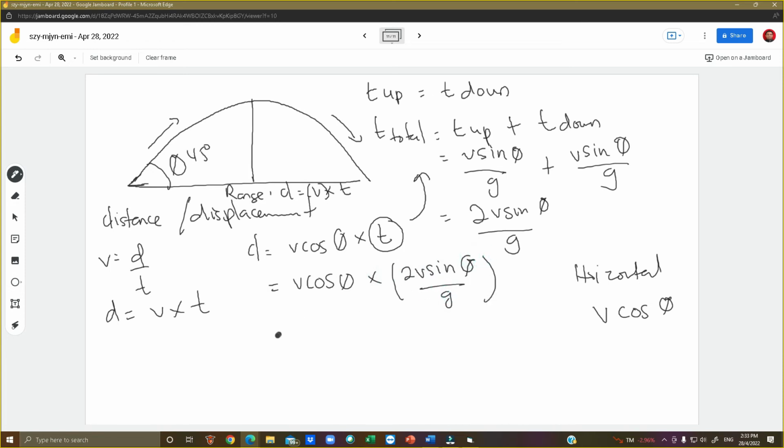Kalikan masuk. So, kamu akan dapat apa ni? V square. Apa lagi? V dengan V, V square. Lepas tu, 2 sin theta cos theta.